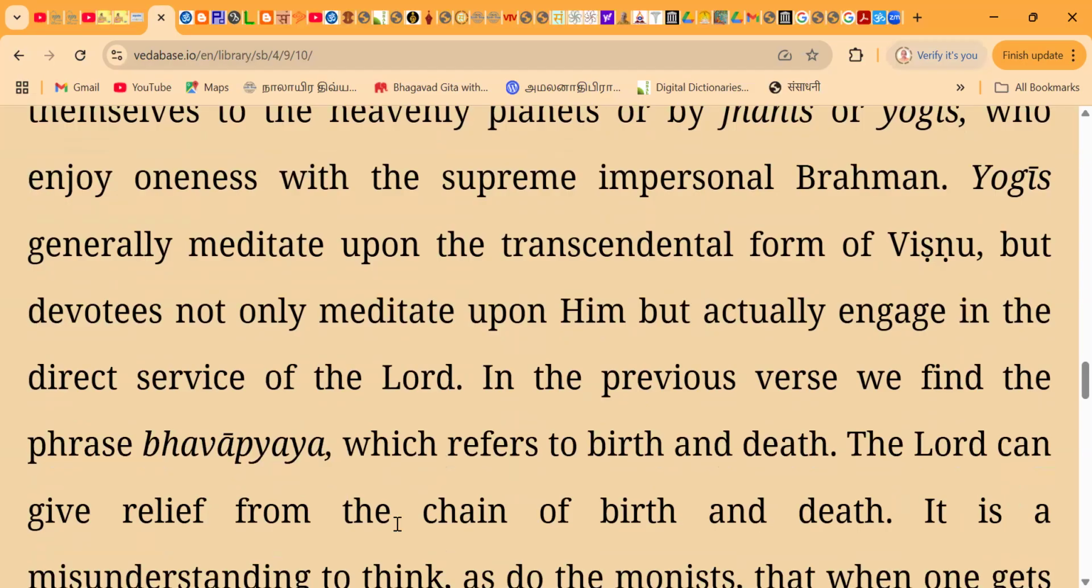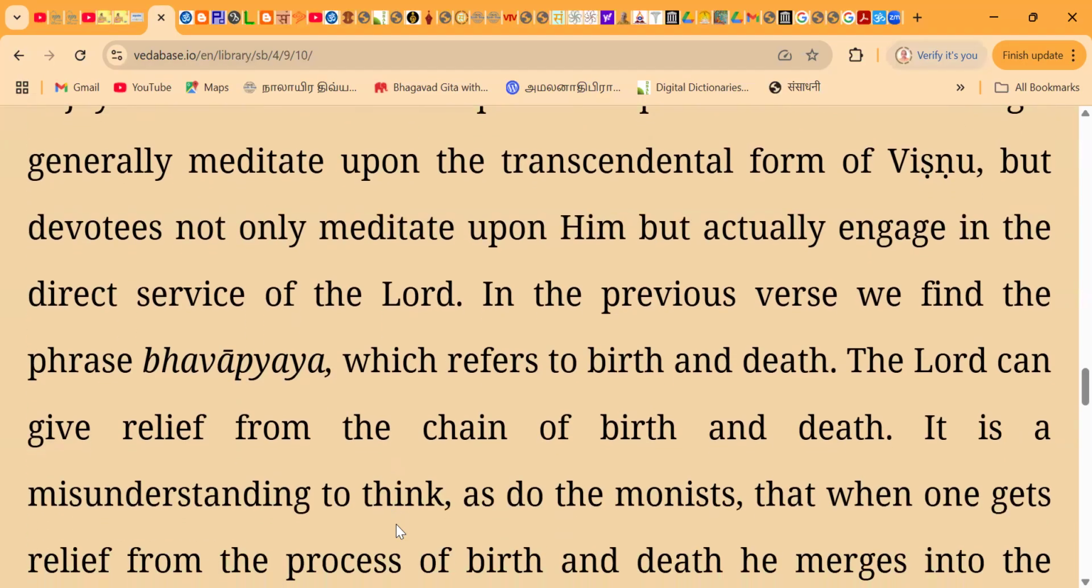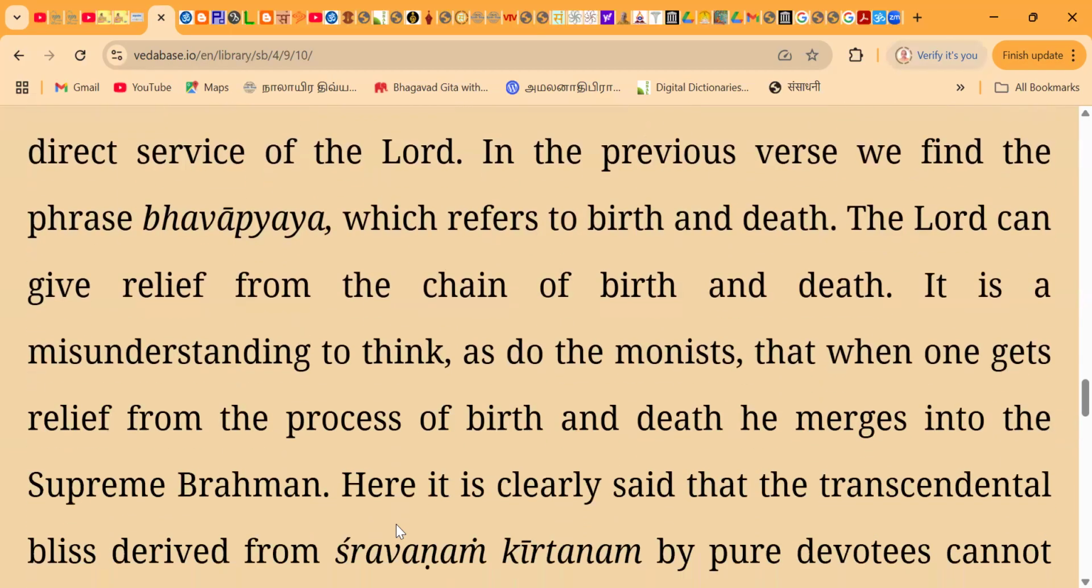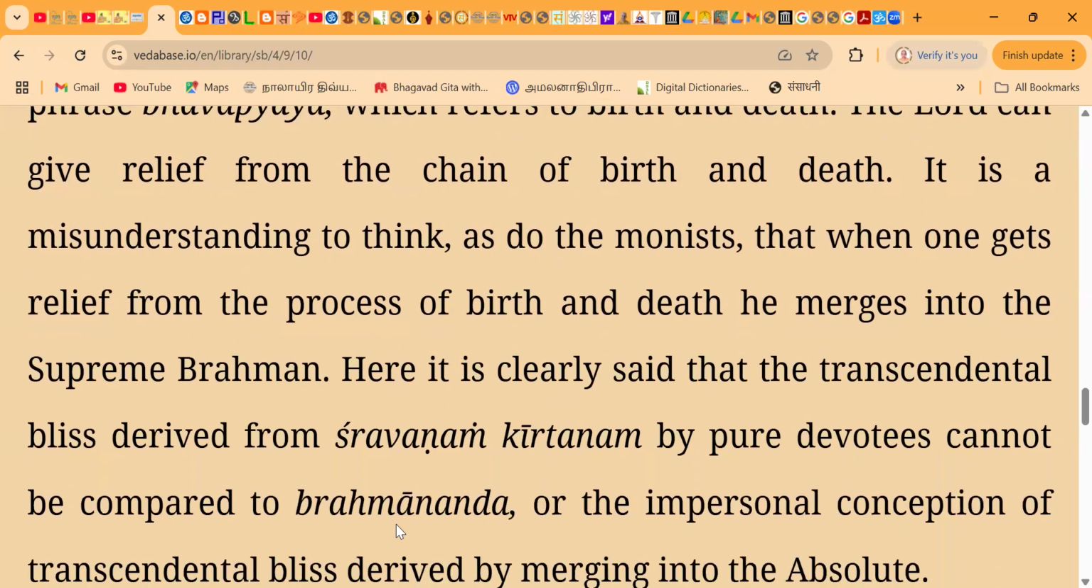So in the previous shloka we saw the term bhavapyaya vimokshana. So the Lord can give relief from the cycle of birth and death. It is a misunderstanding to think, as do the mayavadis, that when one gets relief from the process of birth and death, one simply merges into the Brahman. That is one kind of mukti. But there are other four types of mukti where a person does not merge into the Brahman.